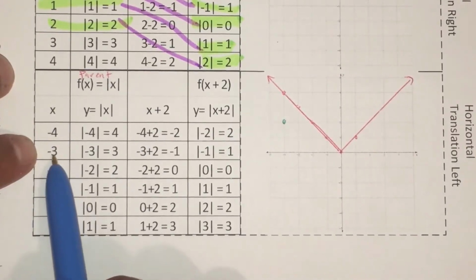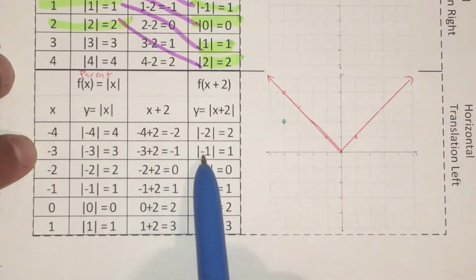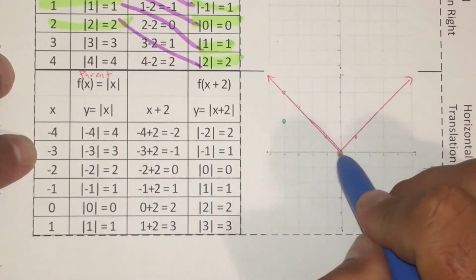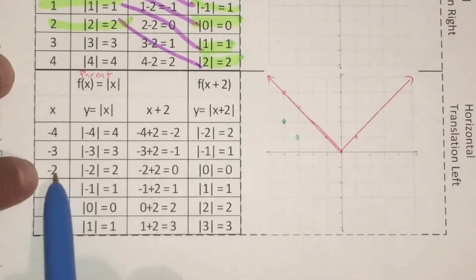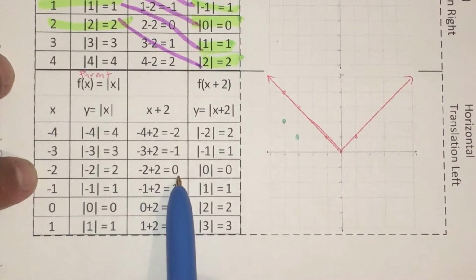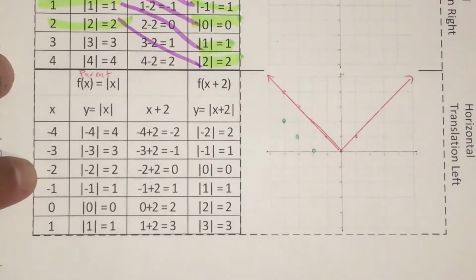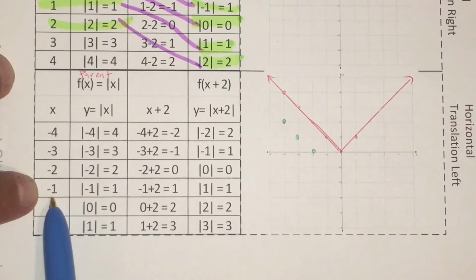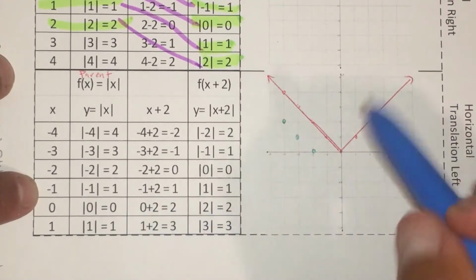Then we have our -3 plus 2 gives us our -1. Absolute value of -1 is +1. So we go 1, 2, 3, 1. We have our -2. -2 plus 2 goes to 0. Absolute value of 0 is 0. And our -1. -1 plus 2 goes to 1. Absolute value of 1 is 1.